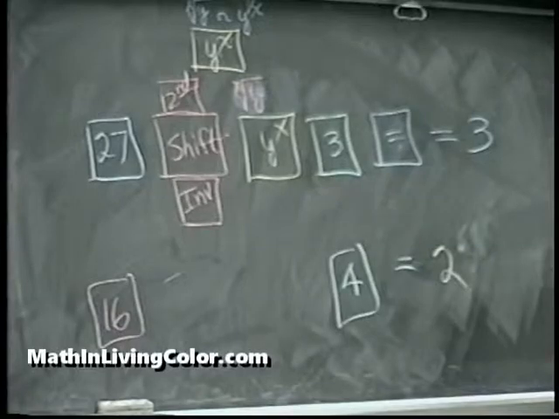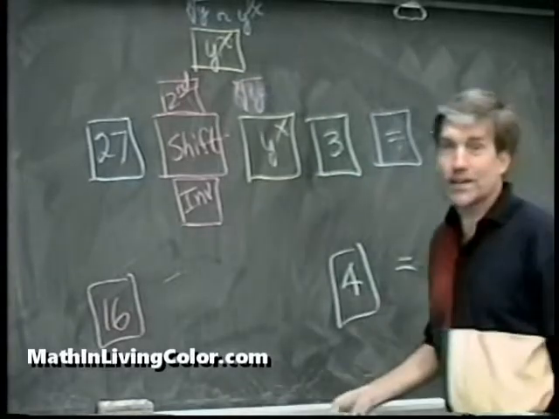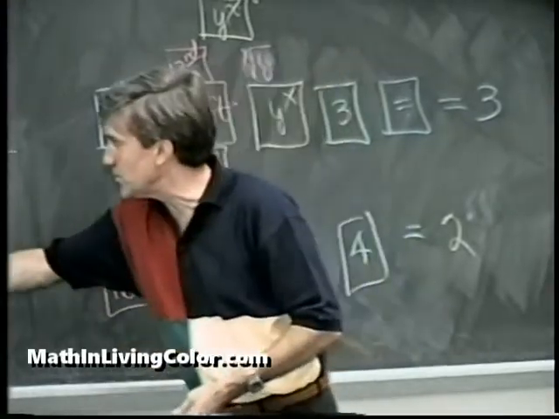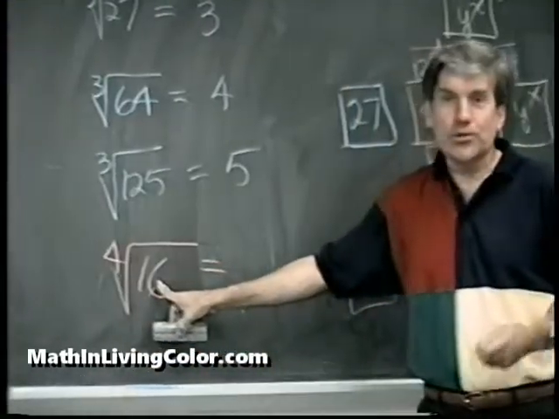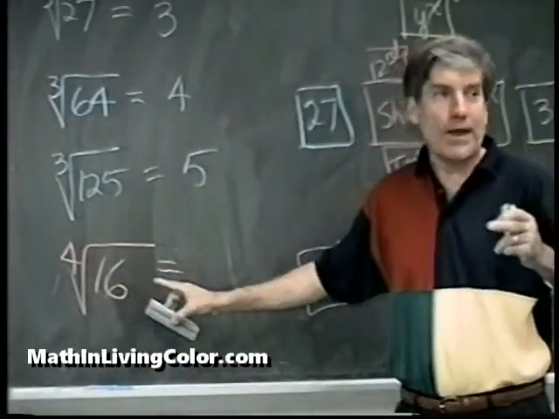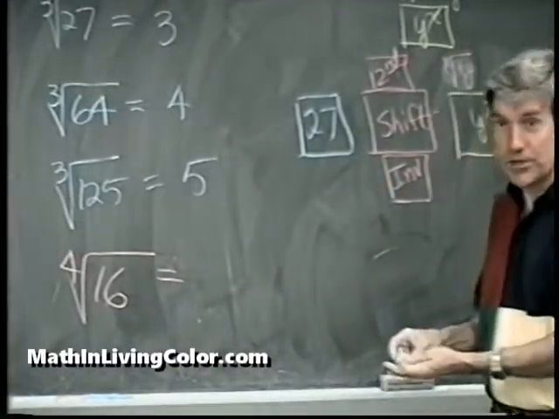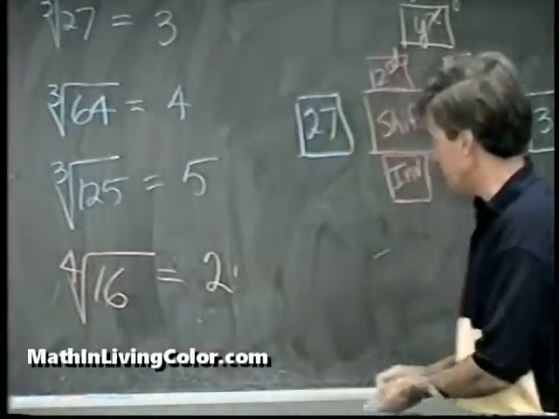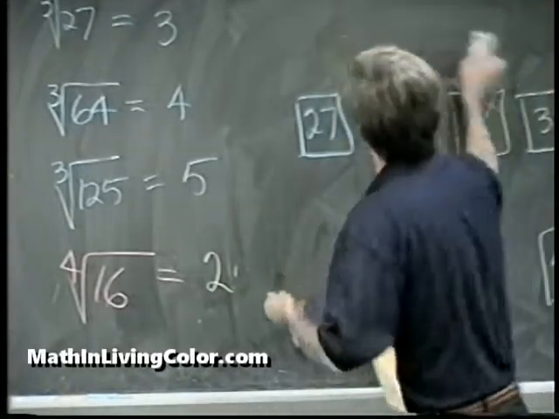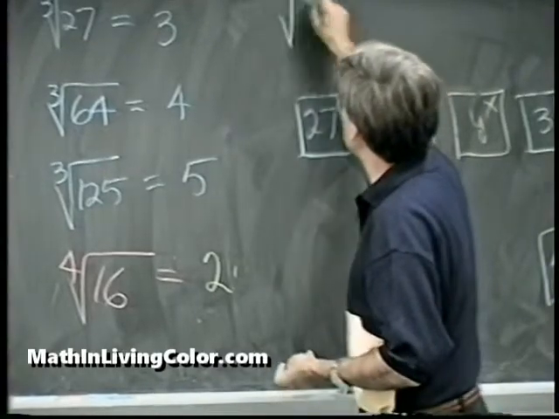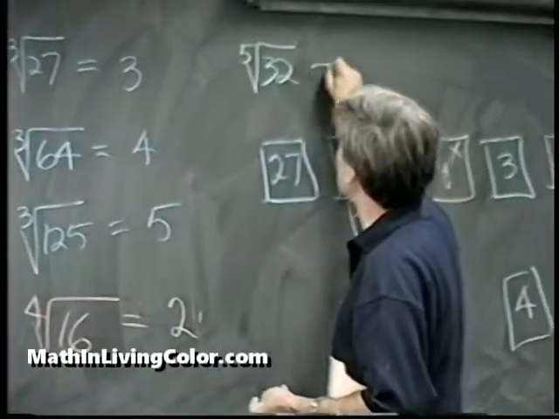So the answer would be 2. Any question on that? How would you do that without a calculator? You'd have to know something. To do the 4th root of 16, you would have to know that 2 to the 4th power is 16. And then the answer would be 2 in your head. Okay? What if I asked you to do the 5th root of 32? Can you do the 5th root of 32?